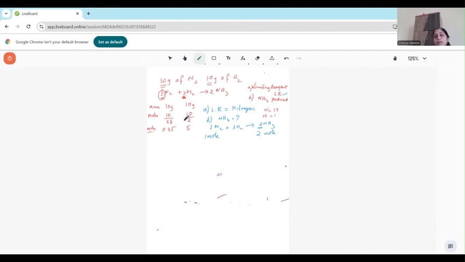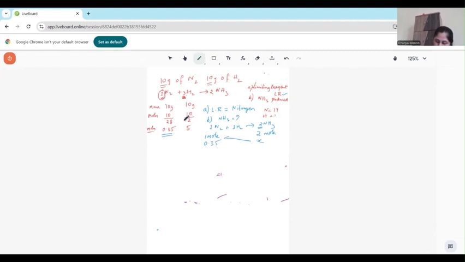According to the equation, 1 mole of nitrogen reacts with 2 moles of ammonia. We already know the number of moles of nitrogen, so we will be using the moles of the limiting reagent. Here the limiting reagent is nitrogen. So 0.35 will react with how much? Because once nitrogen finishes, the reaction is over. No more ammonia is produced. That's the reason. So we cross multiply.